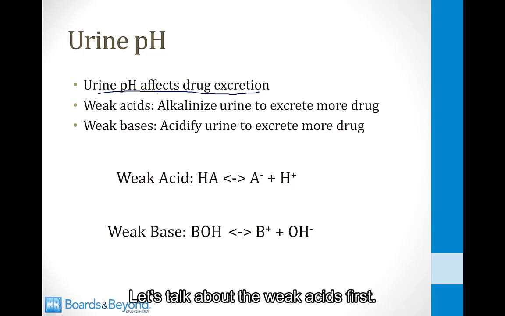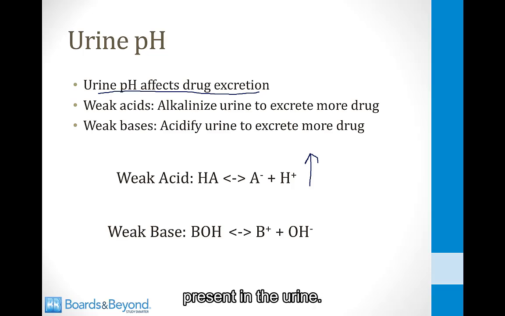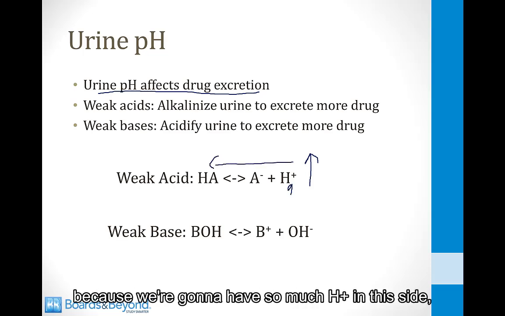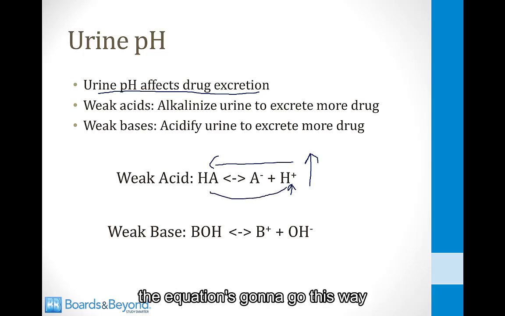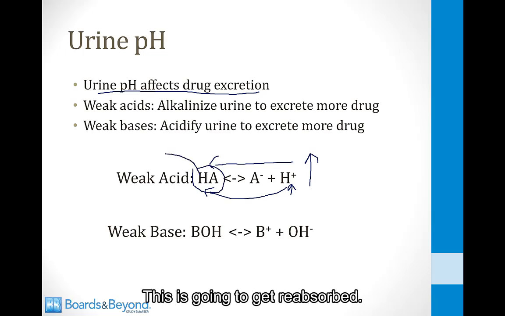Let's talk about the weak acids first. If you have a very acidic urine, that means you have a lot of H plus molecules present in the urine, and that's going to drive this equation this way, because we're going to have so much H plus on this side, the equation is going to go this way and form the unionized form of the drug. This is going to get reabsorbed. So an acidic urine favors the reabsorption of weak acids.